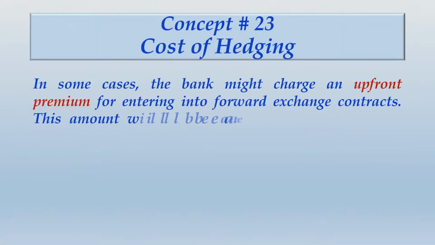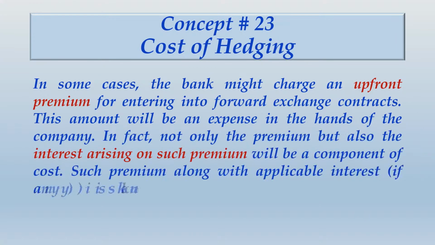So let us write some important notes with respect to this. In some cases, the bank might charge an upfront premium for entering into forward exchange contracts. This amount will be an expense in the hands of the company. In fact, not only the premium but also interest arising on such premium will be a component of cost. Such premium along with applicable interest, if any, is known as cost of hedging. So if you have any payments to make, first take the screenshot. I'll provide you a little more explanation after this.